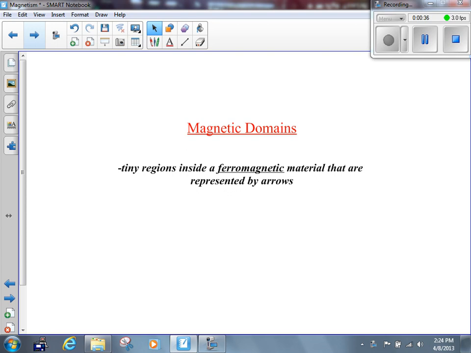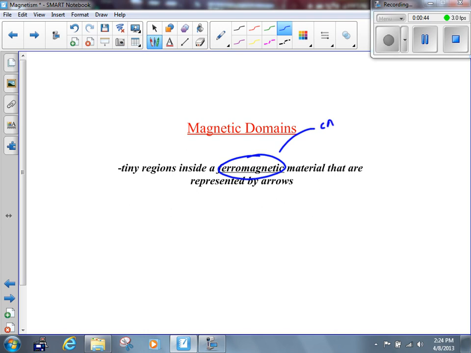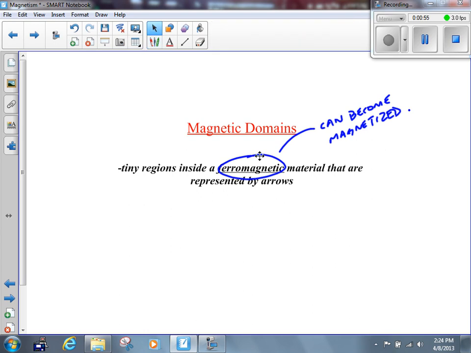Well, we have to know what a ferromagnetic material means first. A ferromagnetic material is a material that can become magnetized. What's the chemical symbol for iron? Anybody know? Fe. Where do you think that comes from, Fe? Yeah, Latin.